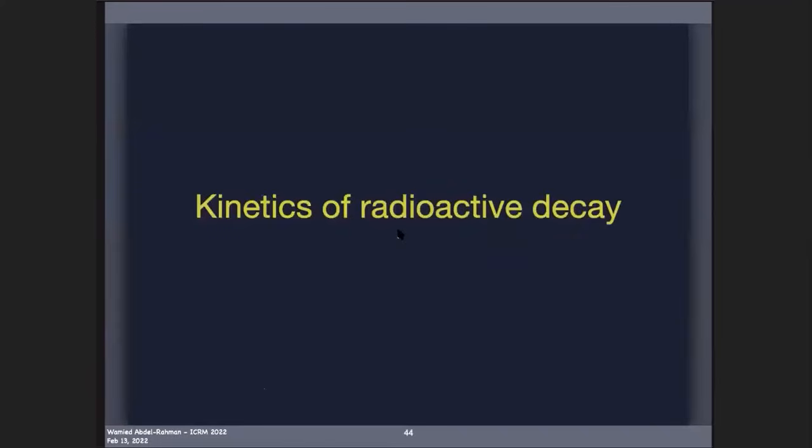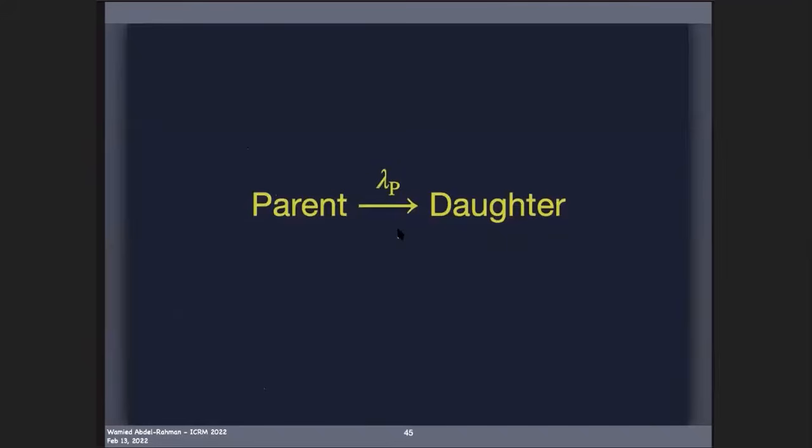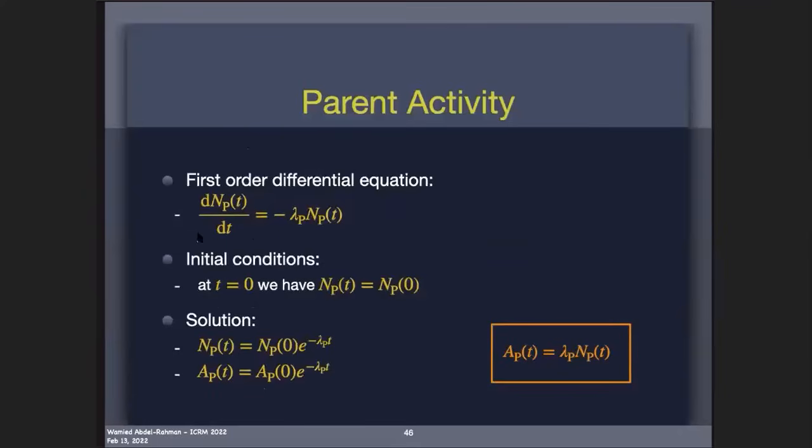The kinetics of radioactive decay, parent-daughter decay, where this is the first order differential equation that describes the kinetics of decay. And at the end, when we solve the equation, we get these 2 very famous equations that I'm sure all of you know, relating the number of nuclides of a parent to an initial value by this exponential factor, or activity to the initial activity.